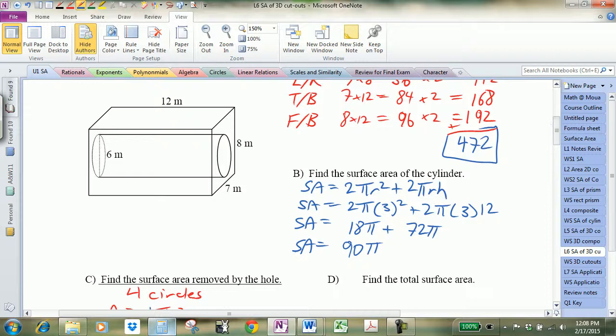Okay. You have to cut a hole in the square. That's 1. You have to cut a hole in the cylinder. That's 2.